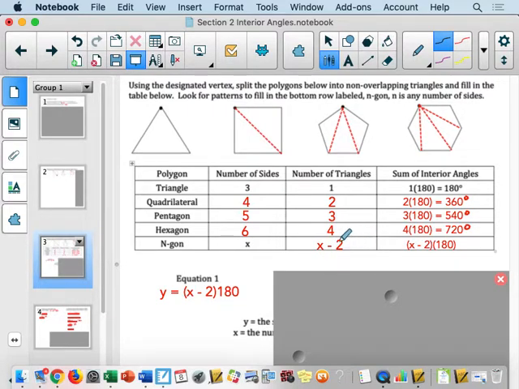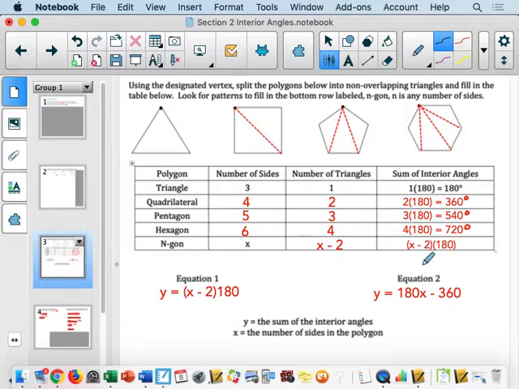And that number is the number of triangles. The number of triangles times 180 is the number of degrees in the shape. And so that, again, is how we could get equation number 1. Without using the geometric properties, just looking straight from the table, you could get the second equation. You're seeing that every time you are changing by 180, and then you are subtracting off 360. Both of these equations are equivalent. If I distribute the 180 times x, I get 180x. 180 times -2 is -360. So either one of these is an acceptable equation.